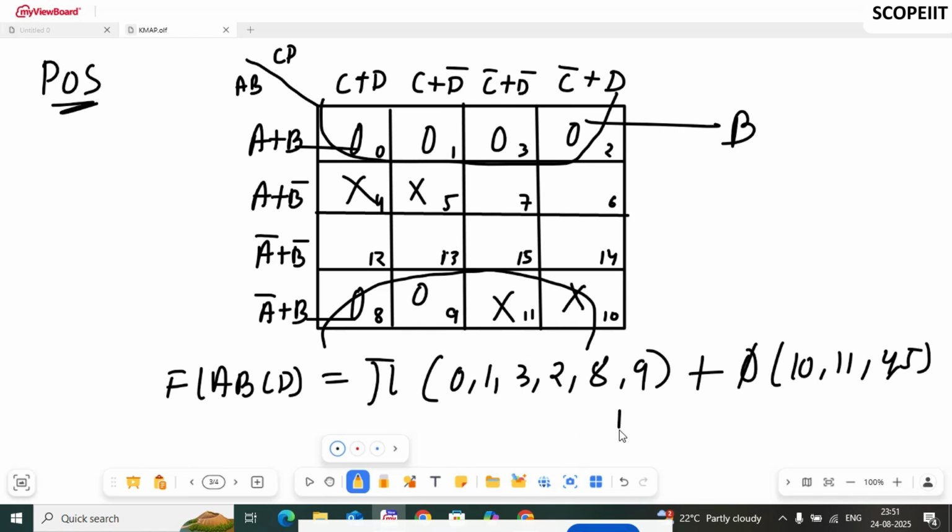So what's the answer for this question? The answer for this question is only B. So I hope it's clear. This is all about SOP, POS, how to construct a K-map, how to do pairing. In exam mostly they'll ask questions based on SOP.